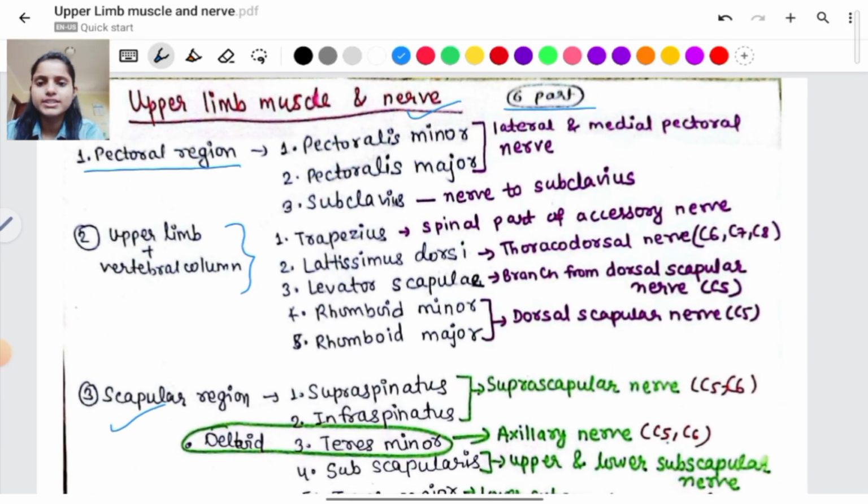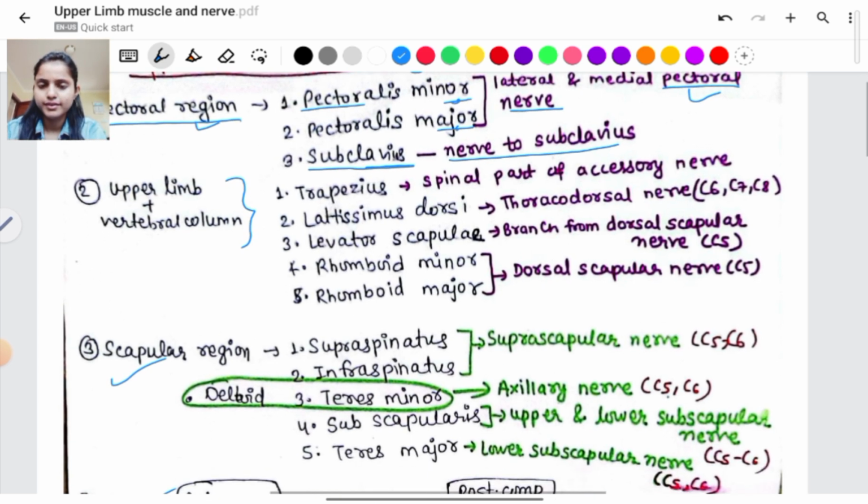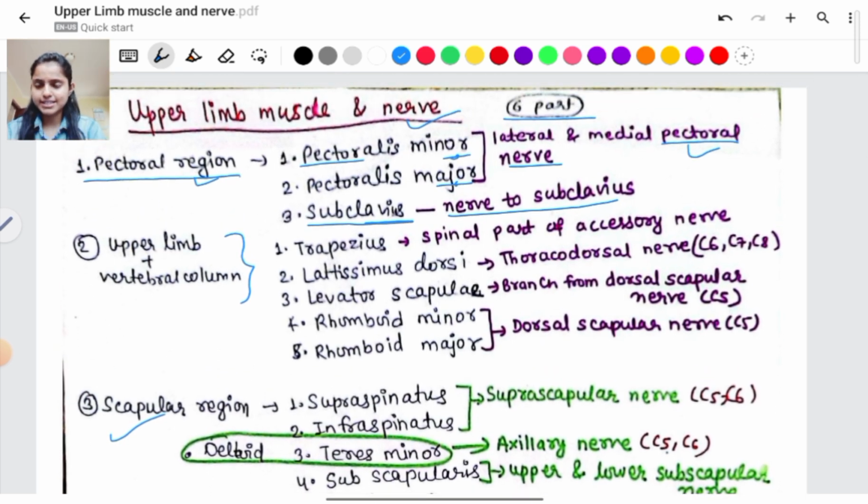Muscles of the pectoral region are the pectoralis minor, pectoralis major, and subclavius. 3 muscles in the pectoral region. Pectoralis minor and pectoralis major are supplied by the lateral and medial pectoral nerve. The subclavius muscle is supplied by the nerve to subclavius. So in the pectoral region: pectoralis minor, pectoralis major, subclavius.